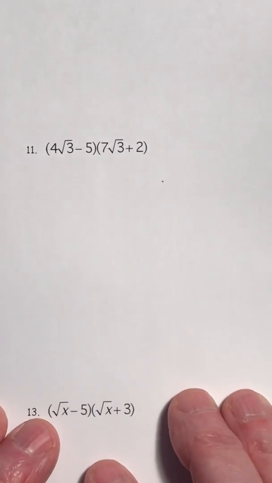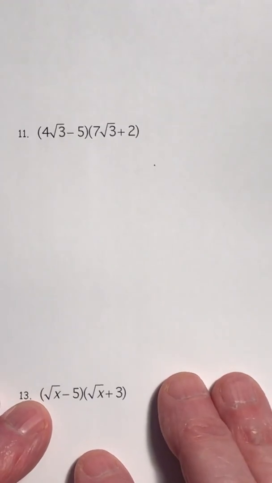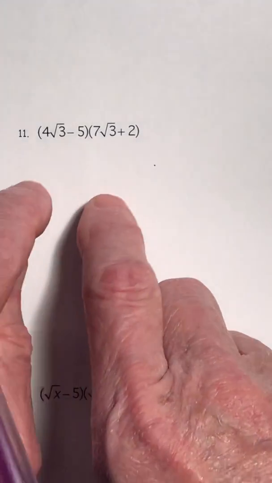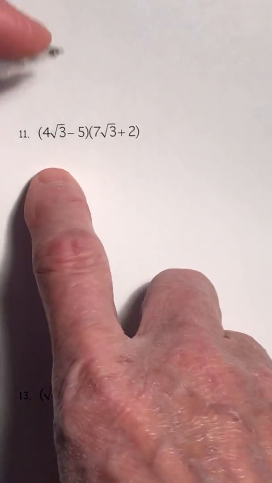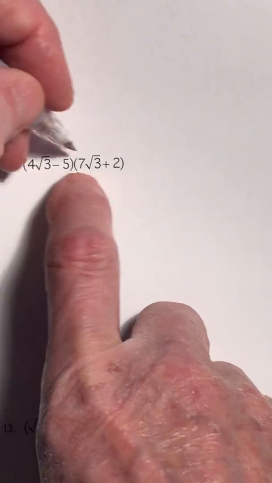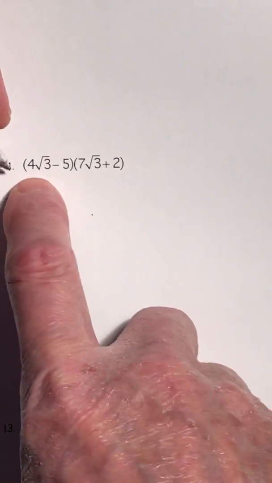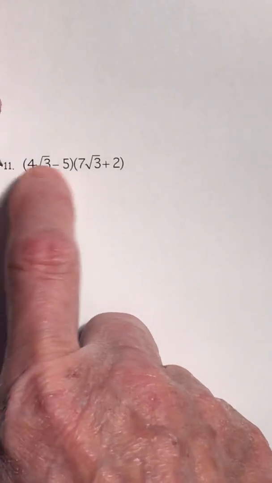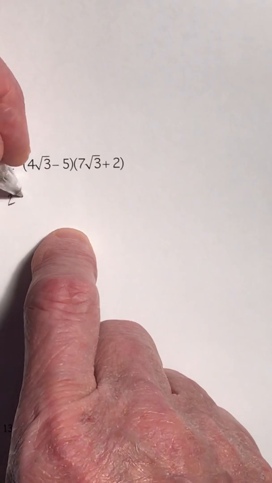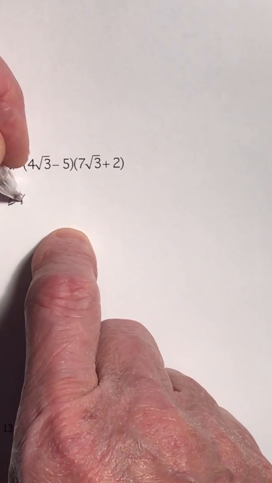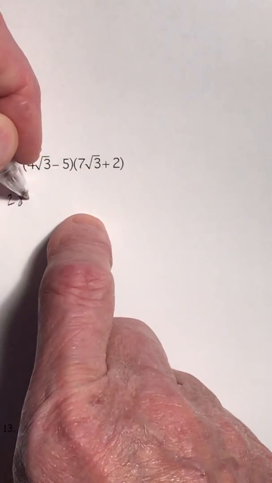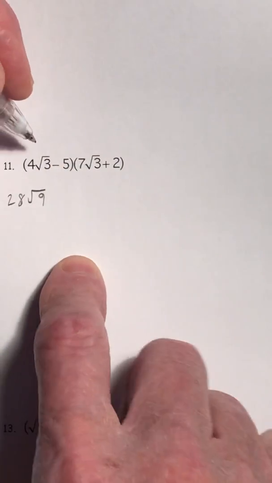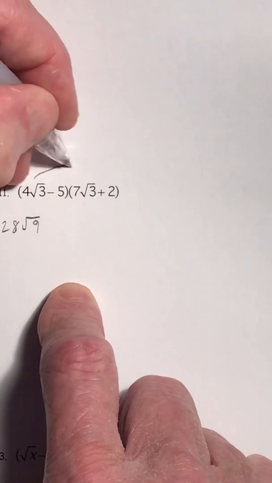Over to number 11. Now this is what you could call a FOIL problem. First, outside, inside, last. So first we do this times this, and I'm going to speed it up just a little bit. I hope that's okay. I'm going to take the 4 times 7 makes it 28. And the root 3 times the root 3 makes a root 9. So that's from doing that times that.